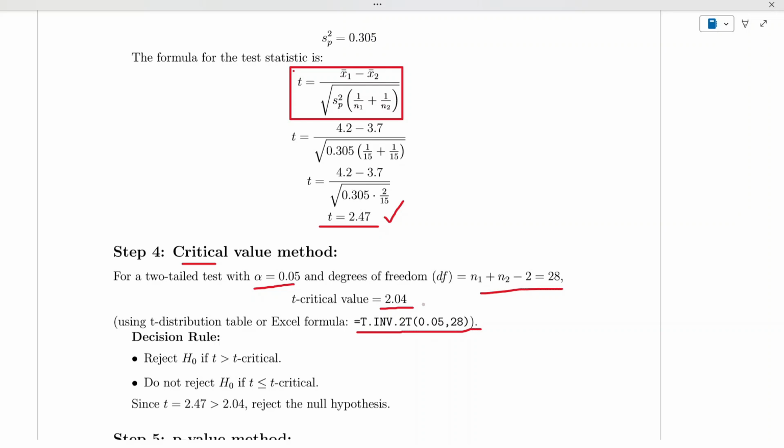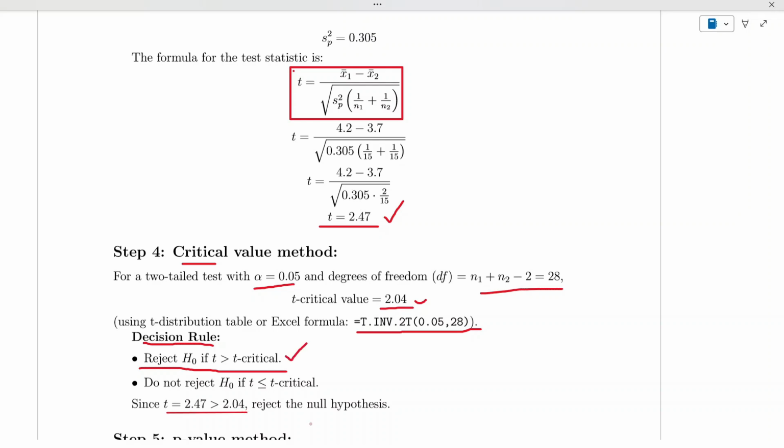Now we draw a conclusion based on the critical value method. The decision rule says that if the test statistic is greater than the critical value, we reject the null hypothesis, and if the test statistic is less than the critical value, we do not reject the null hypothesis. For our data, the test statistic comes out to 2.47. Since 2.47 is greater than 2.04, we reject the null hypothesis.